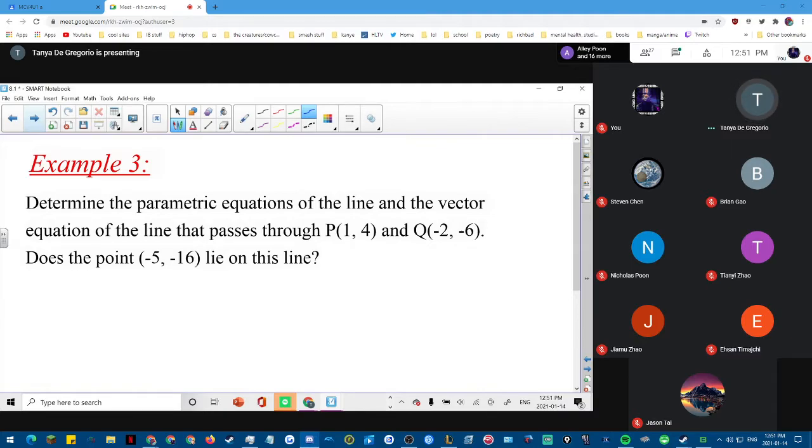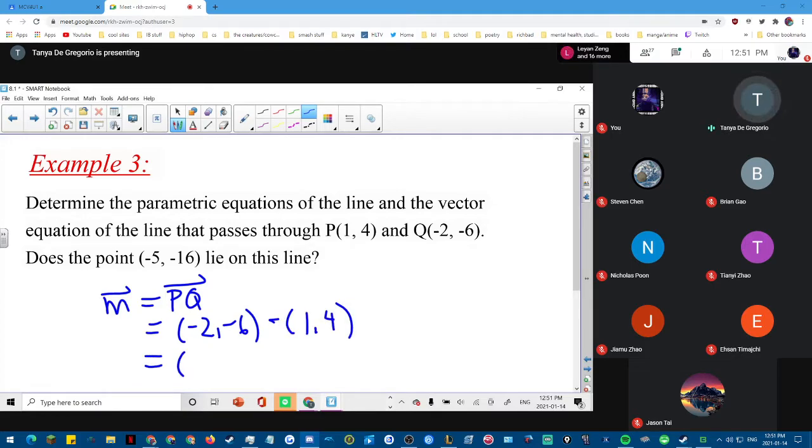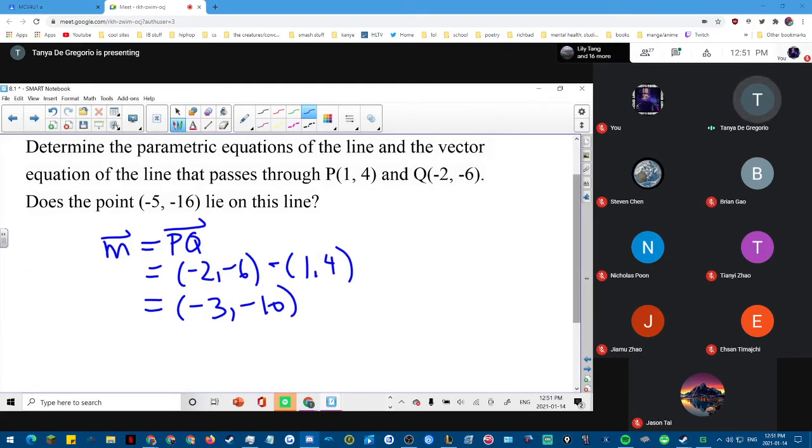Go back to grade 9. You have 2 points on the line. What can you figure out? Slope. You can find the slope, and that's exactly what we're going to do here, but we just call it a direction vector. So we're going to find the direction vector PQ. You could also find the direction vector QP. It really doesn't matter. I decided to do PQ, so I must start with -2, -6. Make sure that what you're writing is true. And so I'm left with -3, -10. That is my direction vector.